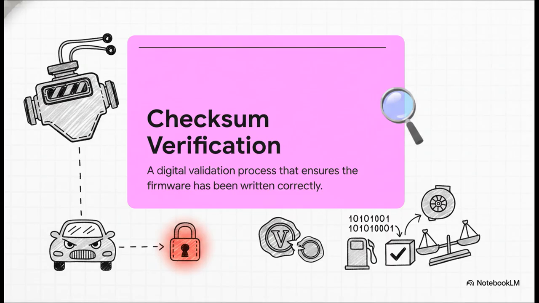The ECU calculates the total value of its data. If you change a fuel or boost parameter, that total changes. If you don't update the checksum to match that new total, the ECU assumes the file is corrupted, goes into full lockdown, and the engine simply won't crank.